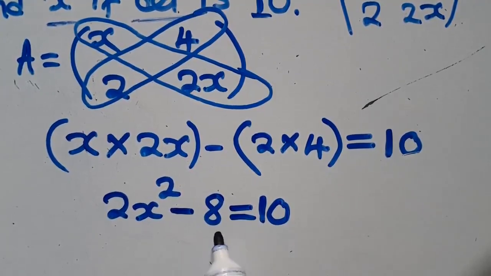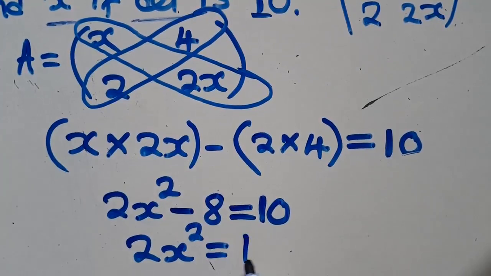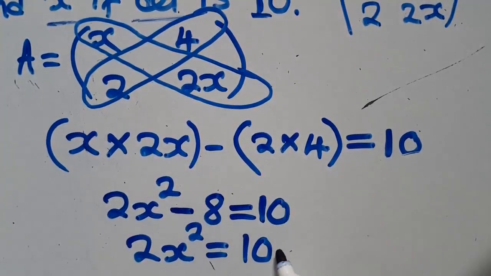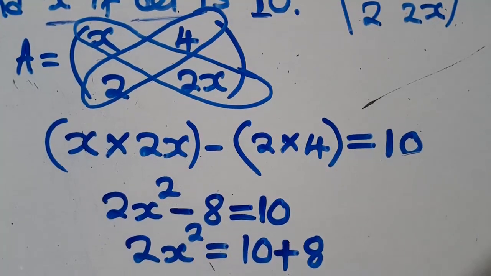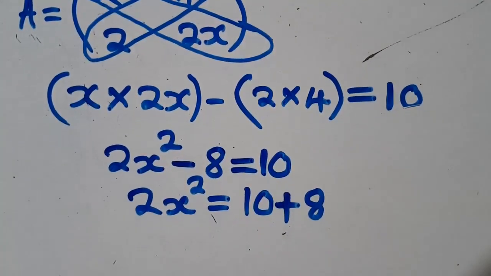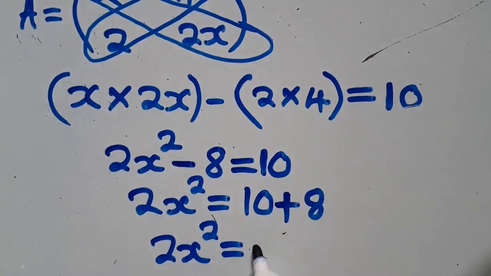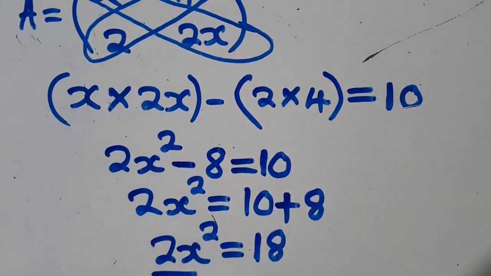After you do this, you group them. So this is 2x squared is equal to 10. When this one crosses the equal to sign, the sign will change, becomes plus 8. That's how you need to get it. Then you say 2x squared is equal to 18. You've got 18 there, over 2.